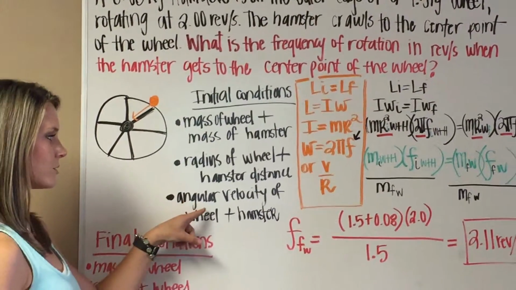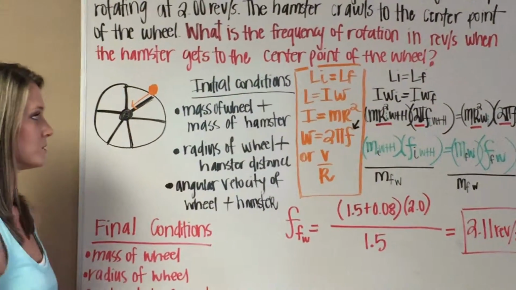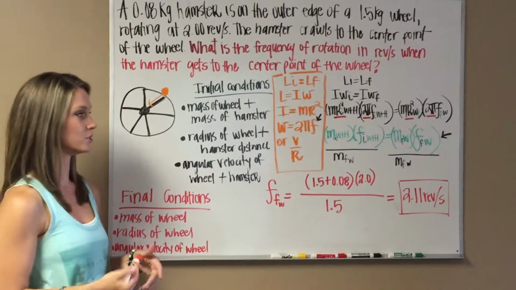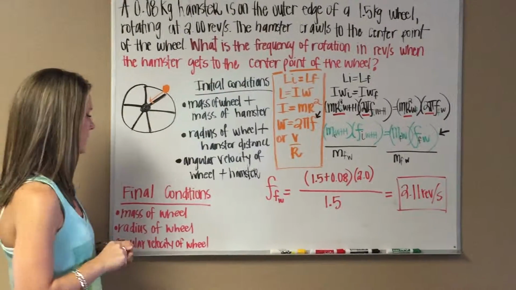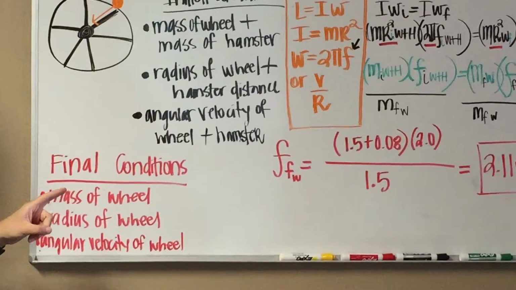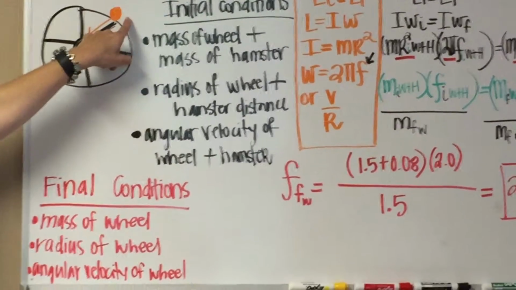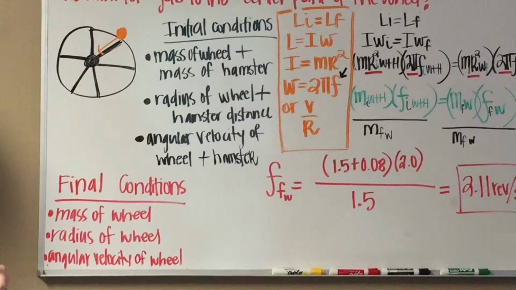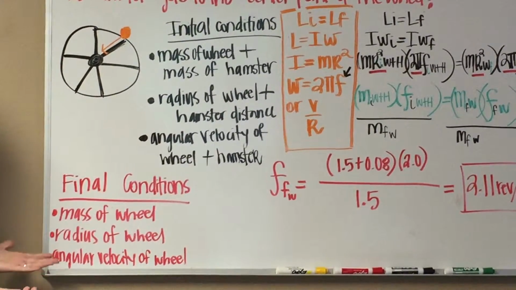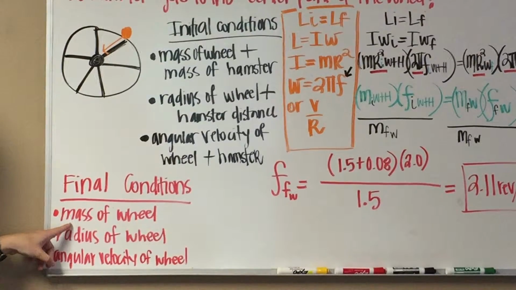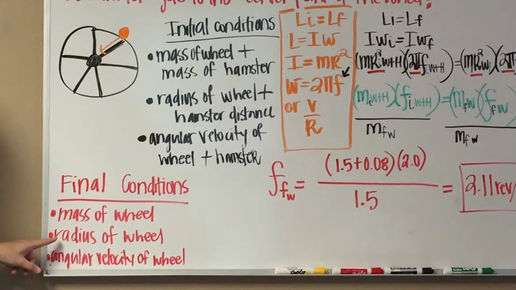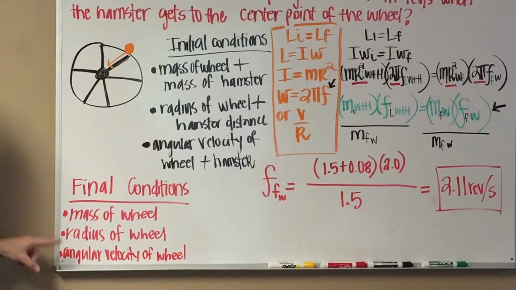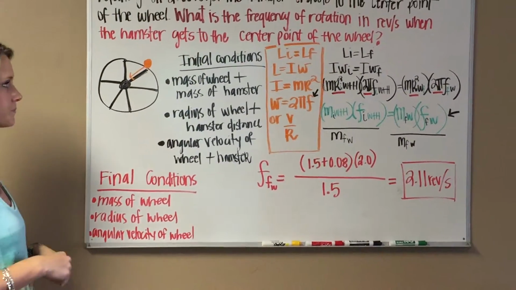And we also have the angular velocity of the wheel plus the hamster, because again they are both on this outer edge here, and the hamster is contributing to the wheel's rotational inertia. Our final conditions change because the hamster is moving from the outer edge to the center point, so it's no longer going to contribute to the rotational inertia of the wheel. So our final conditions are just the mass of the wheel, just the radius of the wheel, and then just the angular velocity of the wheel. But the angular velocity of just the wheel is what we want to find.